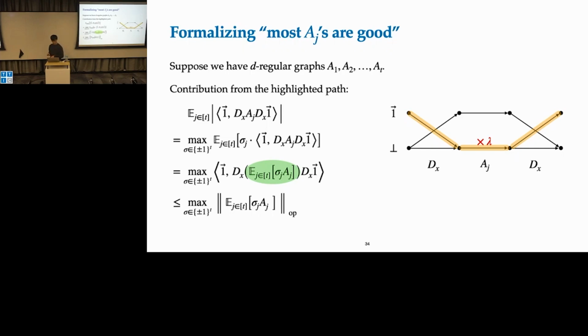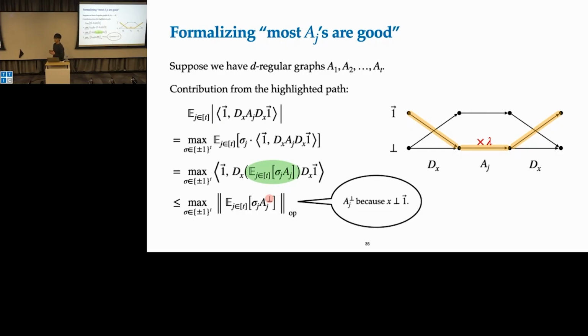Okay, so technically we can add a perpendicular sign here. And this is because we assume x is orthogonal to the O1's vector. So let's just add this perpendicular sign. This is just by removing the top eigenspace.